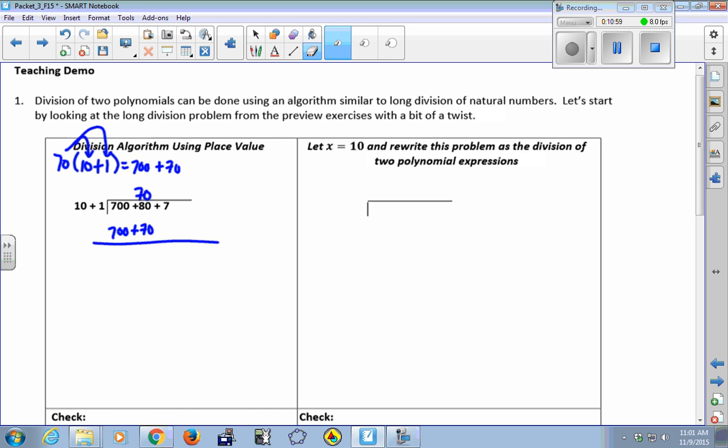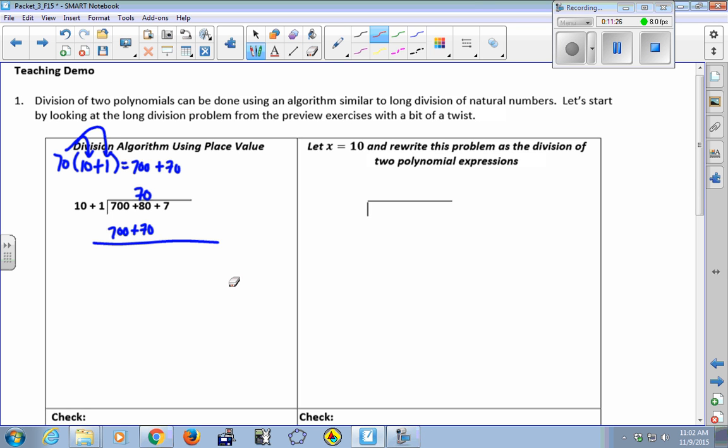So if you look at your work in the preview exercises, you would have had 770 there. Or actually, you would have had just the number 77. But it was really 770. That's part of the problem with teaching division the way we do it, is that we lose track of our place value. So now I subtract 700 plus 70 from 700 plus 80.